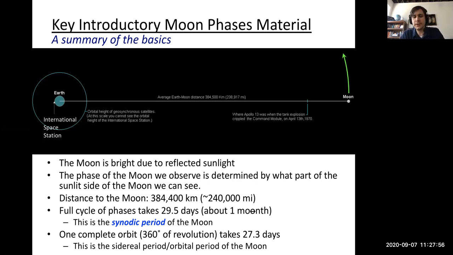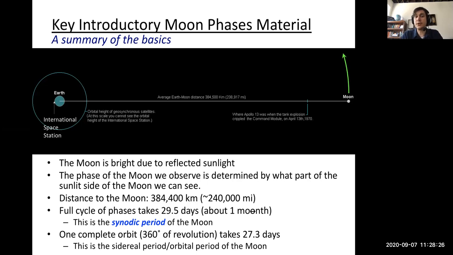Well, so one complete orbit, what we call the sidereal period of the moon, takes 27.3 days, a slow process. The moon is moving around the Earth, but it takes 27.3 days for it to complete one orbit. So we could call that the sidereal period with respect to the stars, just like when we talked about the sidereal day of the moon, or we could refer to that as the orbital period of the moon.